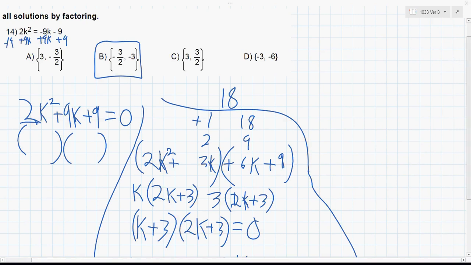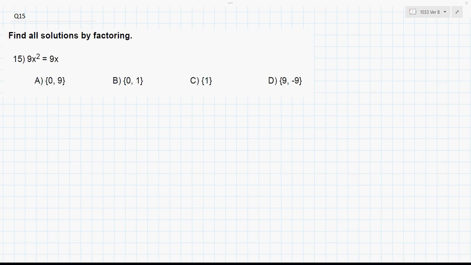15, find all solutions by factoring. In this scenario we do not have a trinomial, but we still have to move everything onto one side of the equation. We have 9x squared, and we subtract 9x from both sides, so that's 9x squared minus 9x equals 0.